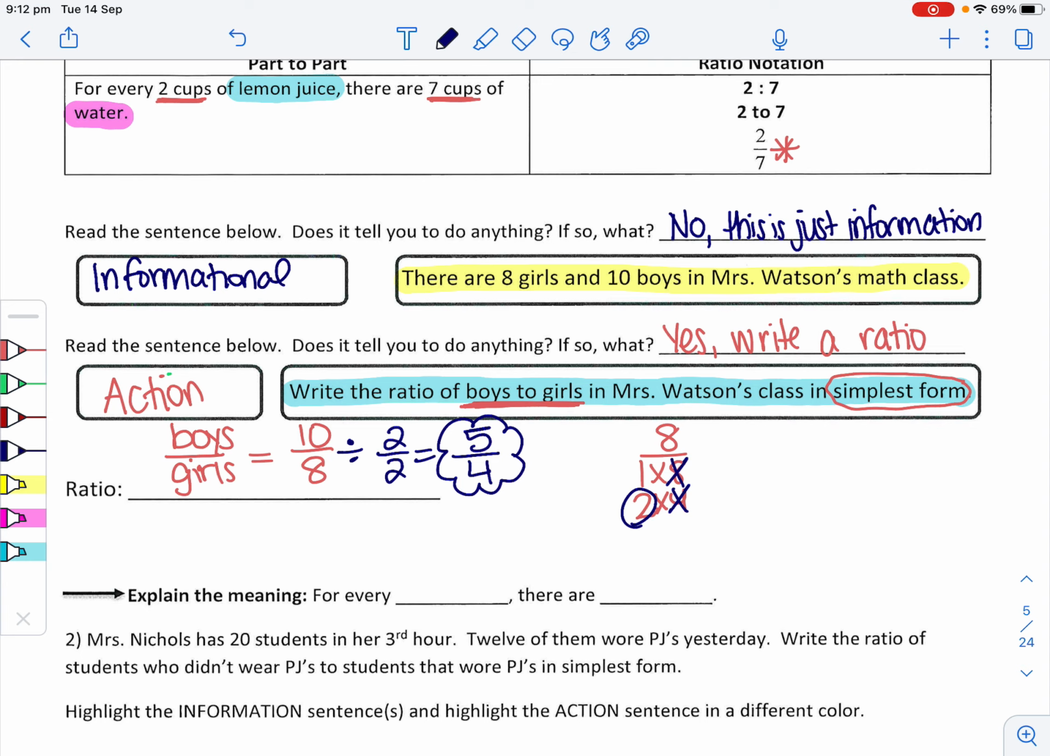And now I'm going to explain the meaning. So when I first wrote my ratio, I wrote it as words, so boys to girls. That's going to help me explain the meaning of the ratio that I've just simplified. So it says there are 8 girls and 10 boys in Mrs. Watson's math class, but I want to know the ratio of boys to girls. Well, the ratio of boys to girls is that for every 5 boys, there are 4 girls. Okay, and that comes from this piece of information right here.